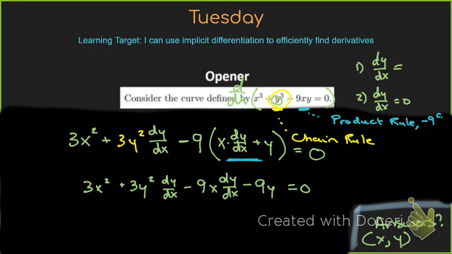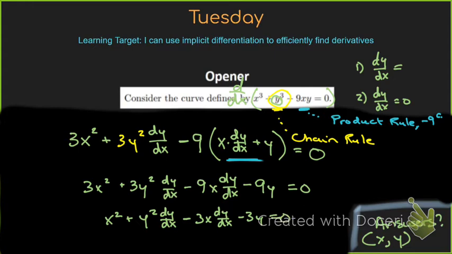Would you divide by 3? Yeah. Was that you, Judy? I noticed that there's a 3 in there too, and so I could make all of these numbers smaller if I just got rid of a factor of 3 out of everything. You don't have to, but it does make the numbers smaller. So if you notice that, it's not a bad step to take. So we'd end up with x squared plus y squared dy dx, subtract 3x dy dx, subtract 3y equals 0.